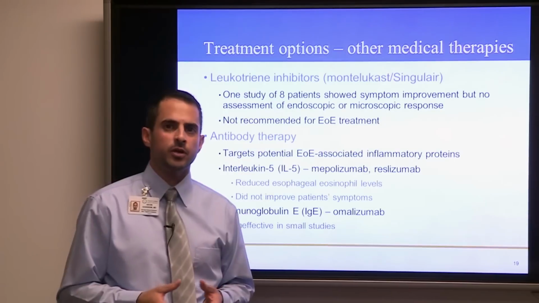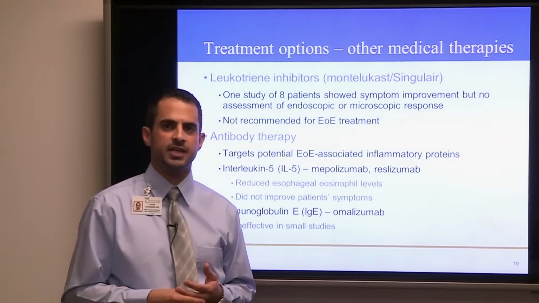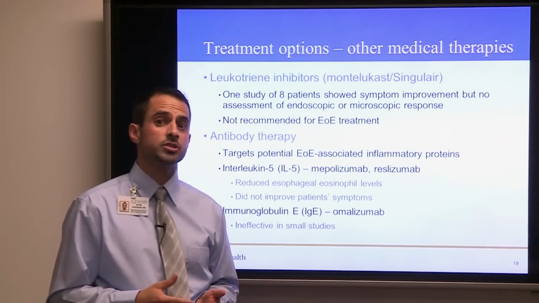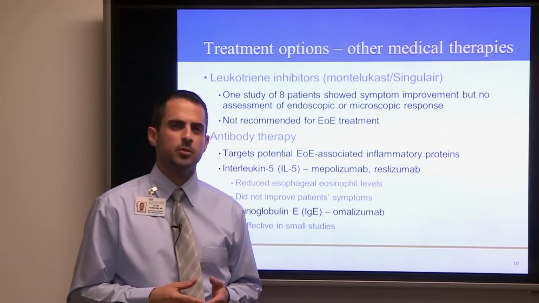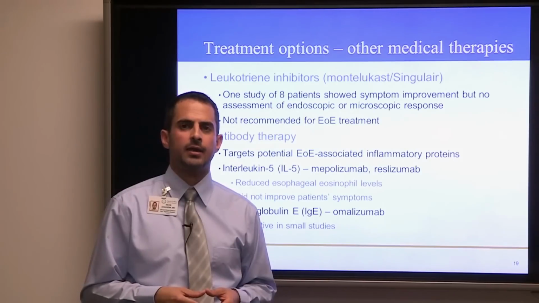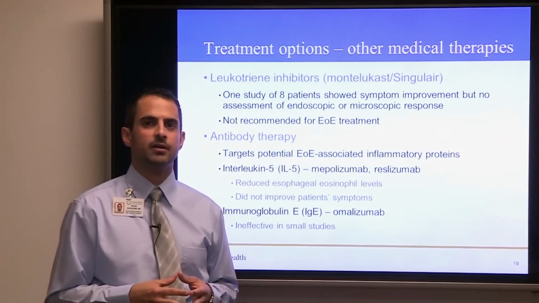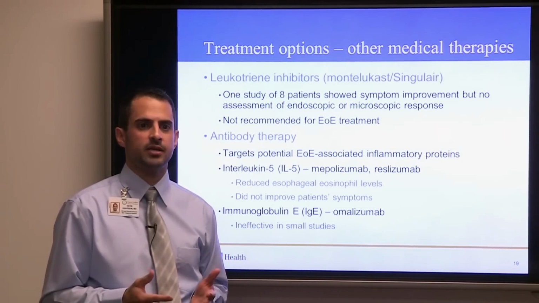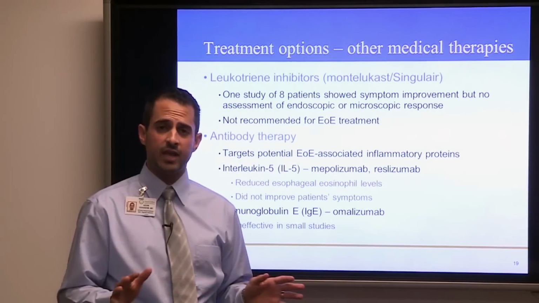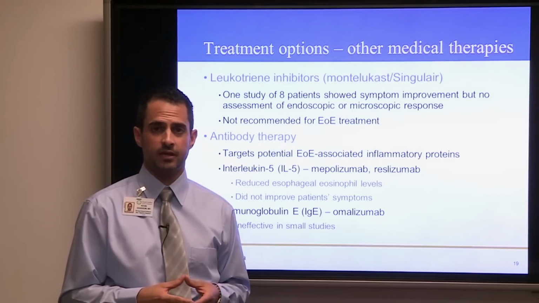I just want to mention a few other medical therapies for those of you in the audience who are pretty savvy on this condition and have heard of these treatment options. There are leukotriene inhibitors. The most commonly known one is Singulair, also known as Montelukast. And there was only a small study of 8 patients. Of these 8 patients, 7 responded to the medicine based on symptoms alone. They didn't have any follow-up with regard to endoscopy or further biopsies to look at the eosinophil counts.